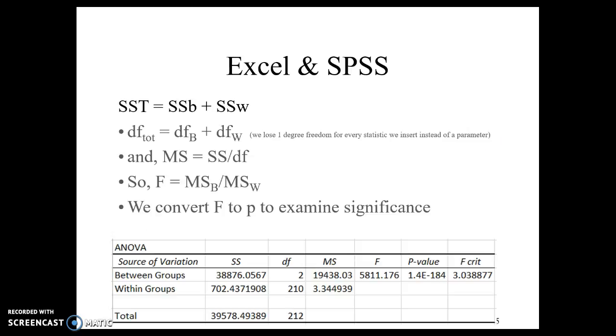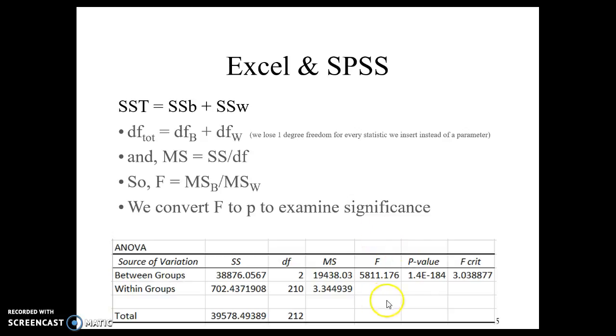Same thing, here's just what it looks like in Excel or in SPSS. You'll see the same table. So this is my total variance. This is how much variance is between groups, how much variance is within groups. My degrees of freedom between and within. The mean square is going to be this number divided by 2. Over here, it's this number divided by 210. My F test is the mean square between divided by the mean square within. Just FYI, that F value is massive for this example.